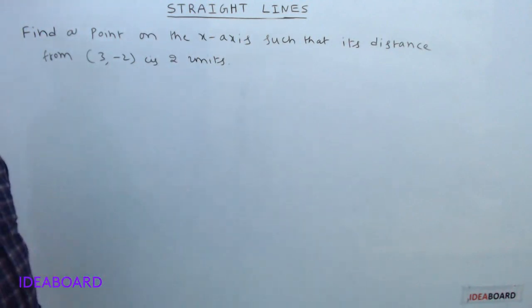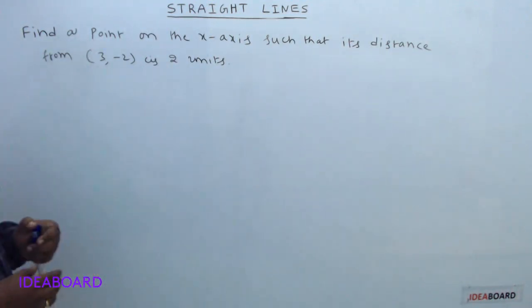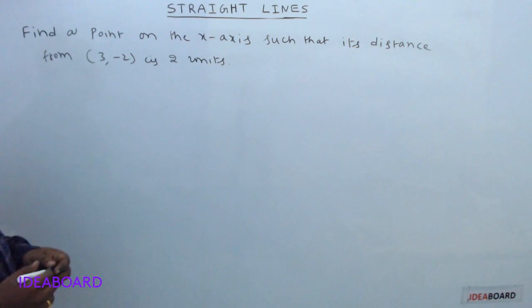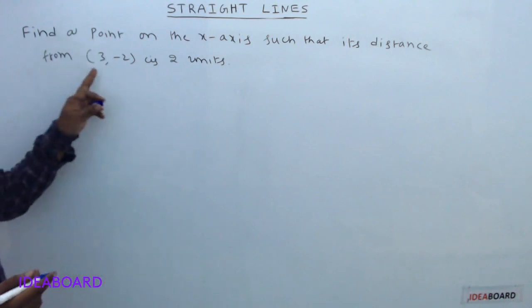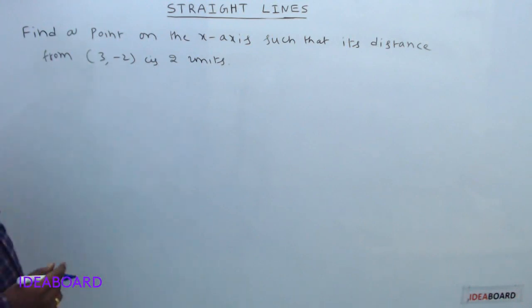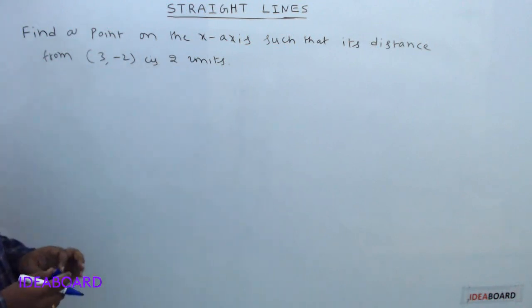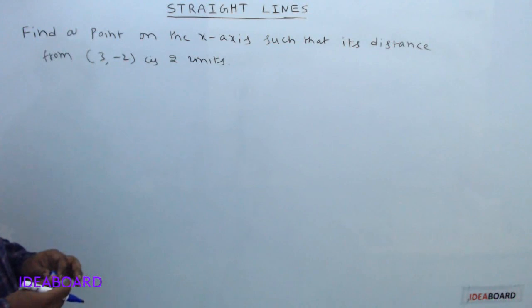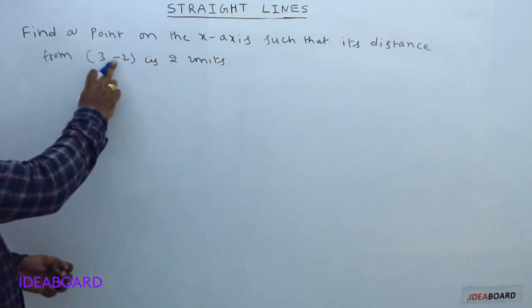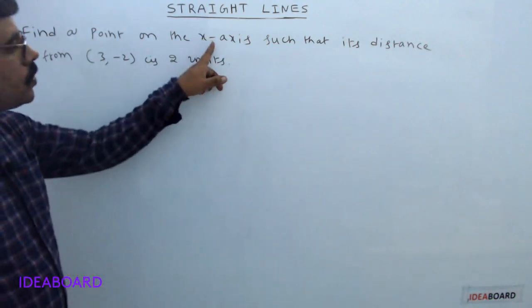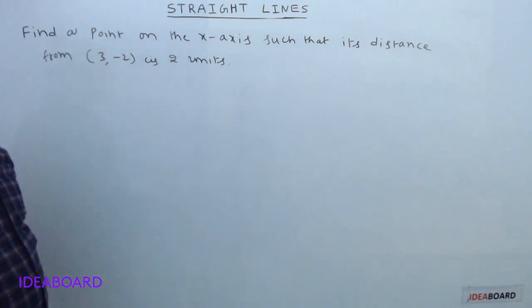Now come to the next problem. Find a point on the x-axis such that its distance from the point (3, minus 2) is 2 units. So first observe the given condition: the distance from the point (3, minus 2) to the x-axis is 2 units.